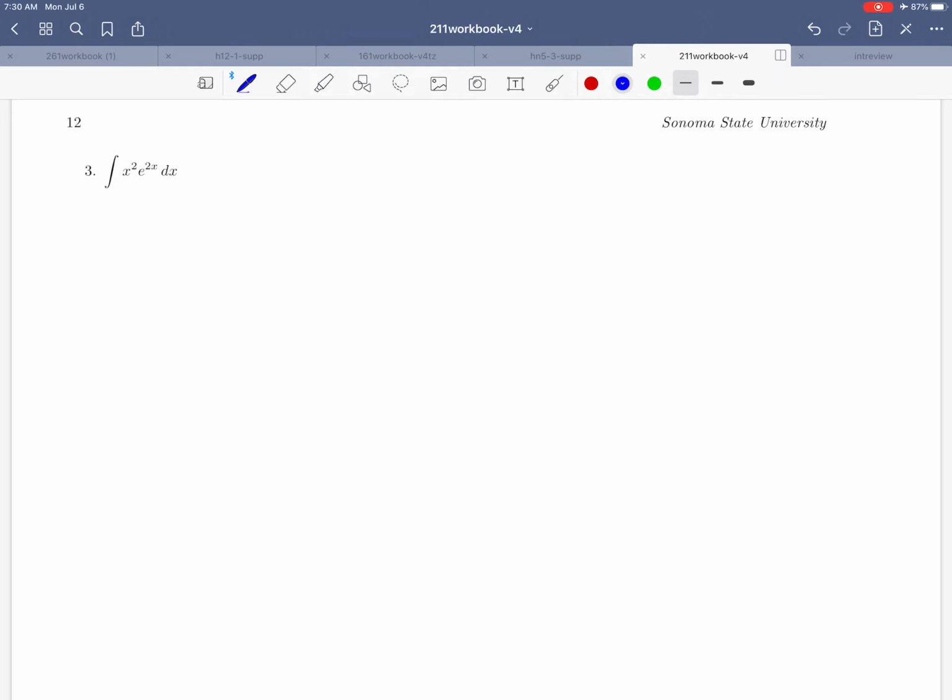Hello everybody and welcome to exercise 3 on page 12 of the workbook. And we're trying to integrate x squared e to the 2x dx in this problem. Okay, so let's try out the technique of integration by parts on this. If you attempted this problem, you might have noticed that it takes a little bit of trial and error maybe to lay your hands on good choices for u and dv here.